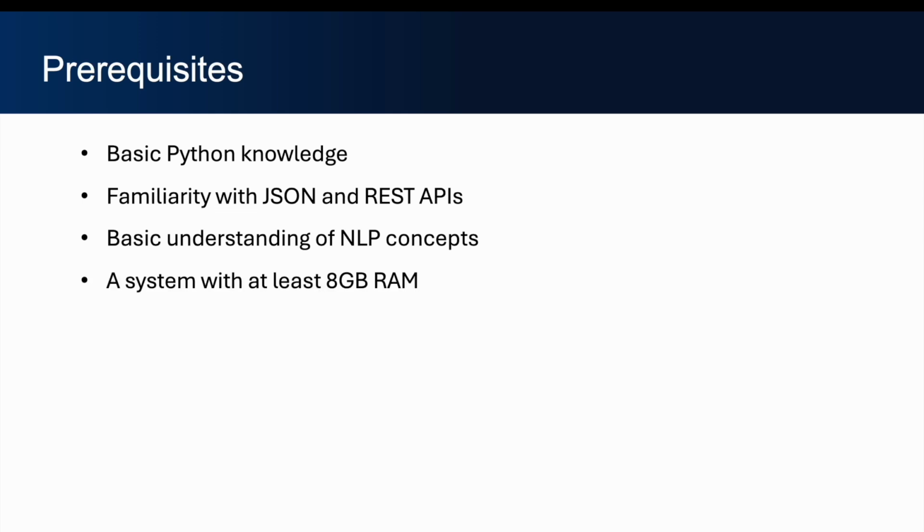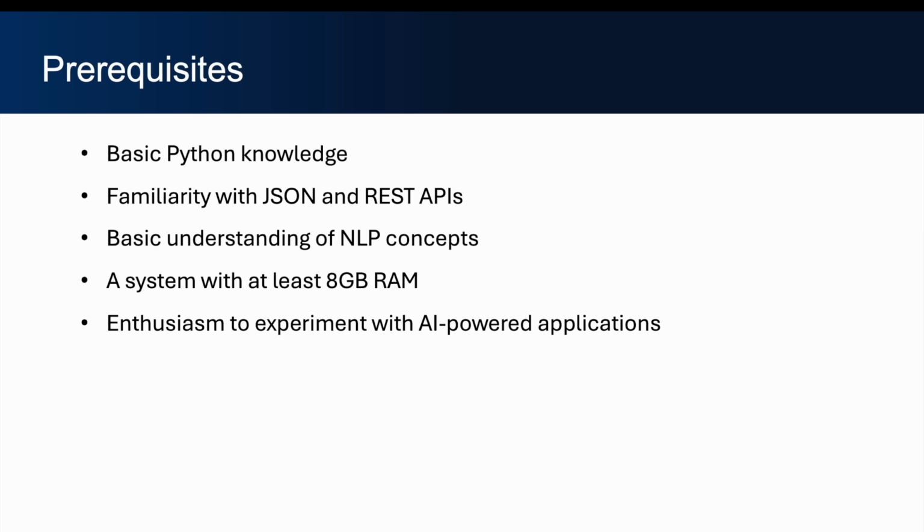A system with at least 8 GB RAM for running your AI models efficiently. And most of these laptops or computers these days come with at least 8 GB RAM. And enthusiasm to experiment with AI-powered applications. Now, if you're new to Python or AI concepts, as I mentioned, don't worry, we will provide step by step guidance and hands-on coding exercises to help you get started at the end of this section, and also for all the projects we will go through each and every line of code.